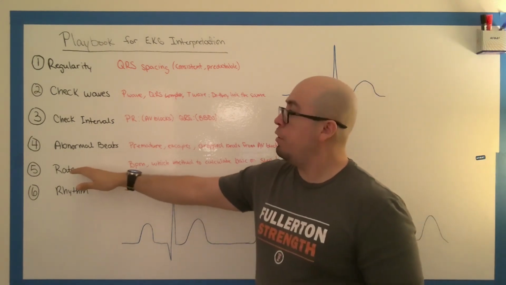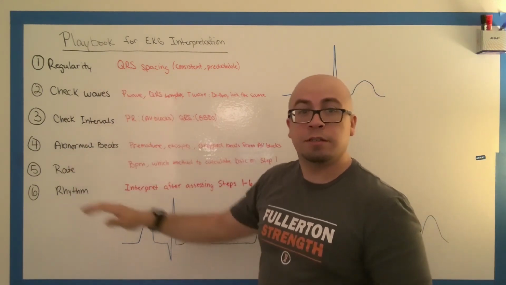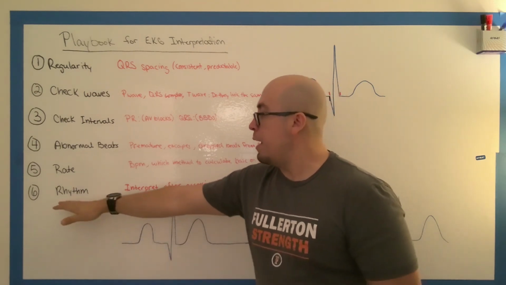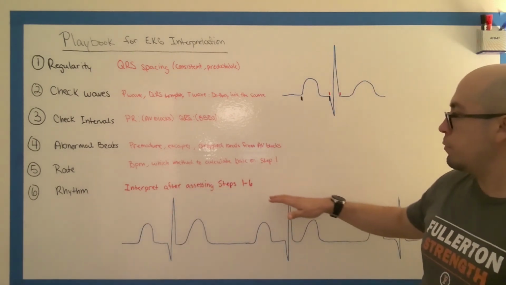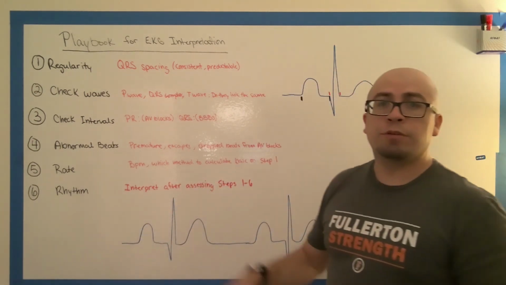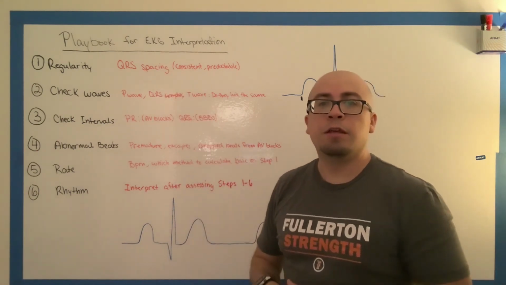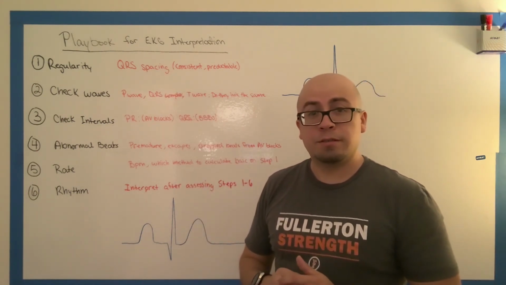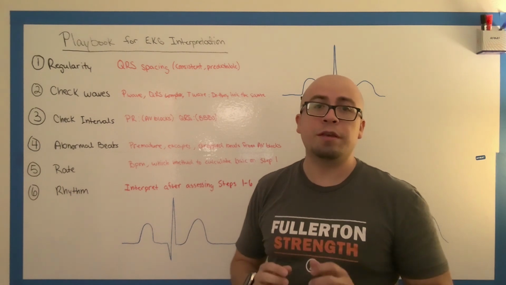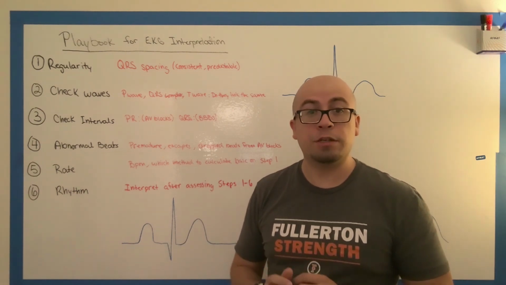Finally, you're going to take all the information you've gathered from step 1 to step 5, and make a rhythm interpretation. It's really important to make sure you go through these step by step. That way you don't miss things, and you're going to get yourself a really nice, accurate interpretation of your EKG.